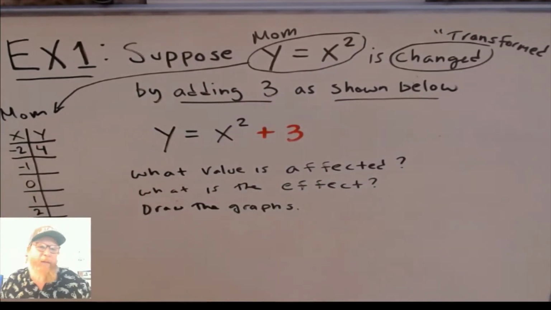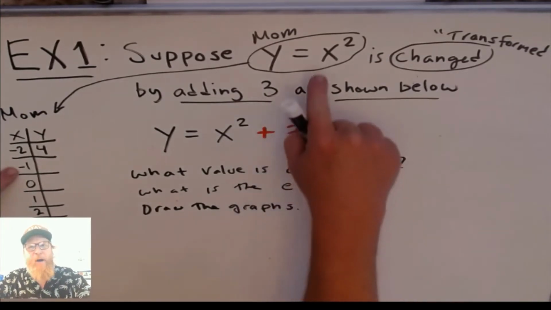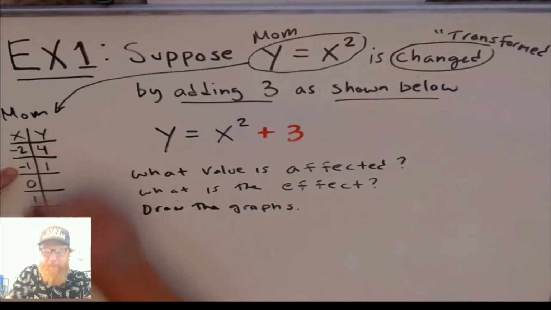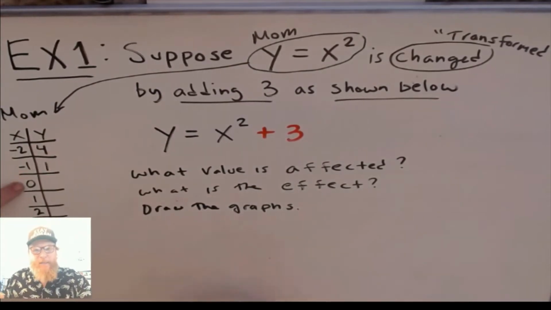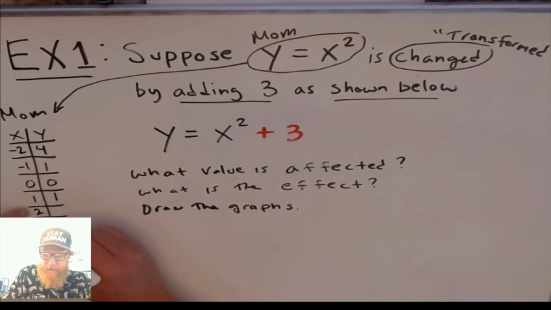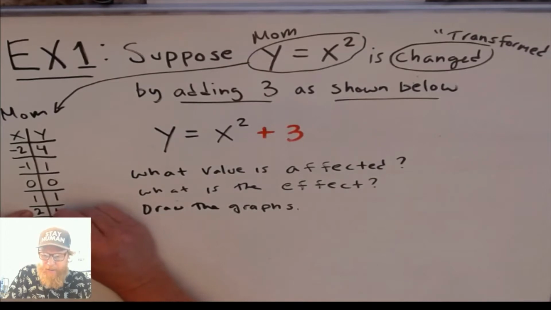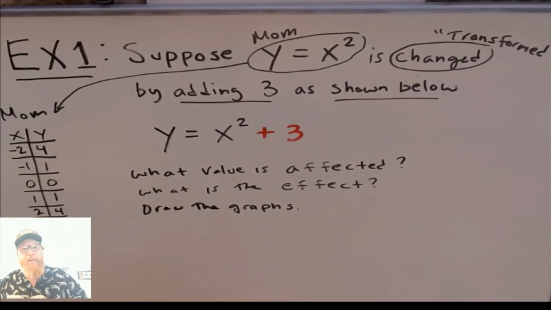Now, you probably will just incidentally end up memorizing it because you'll do this enough times. -1, you plug it into x squared, you get 1. Yeah, -1 times -1. 0, you plug it in, you get 0. 0 squared. 1, you plug it in, you get 1. And then 2, you plug it in, you get 4. Okay.